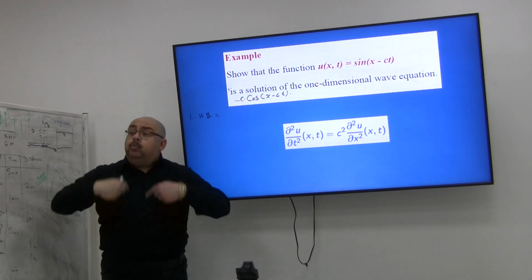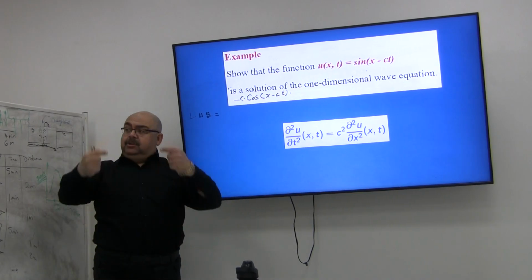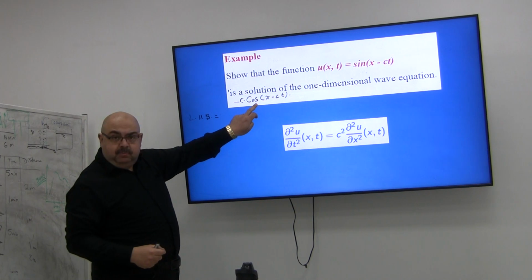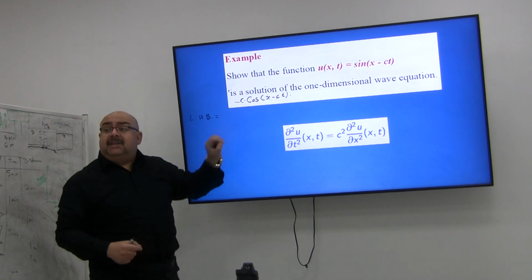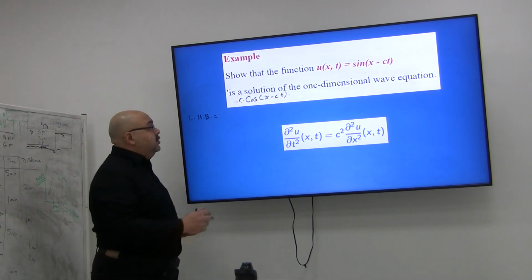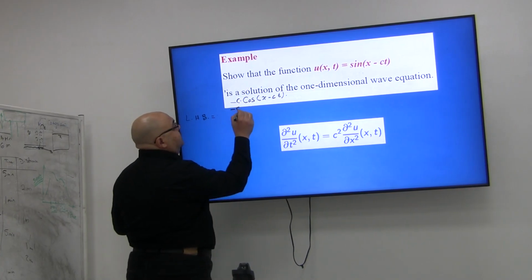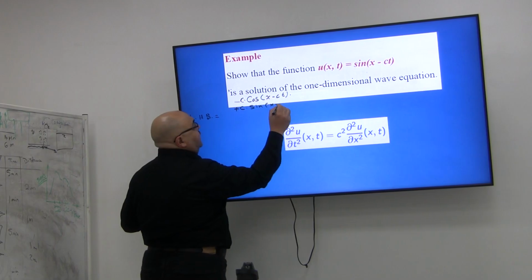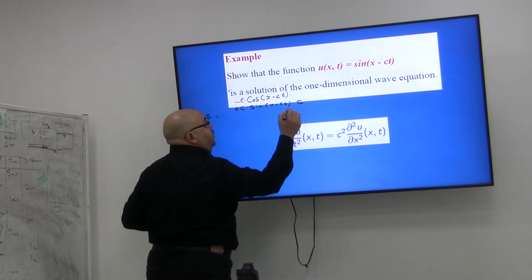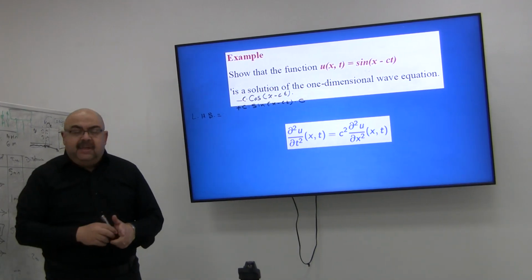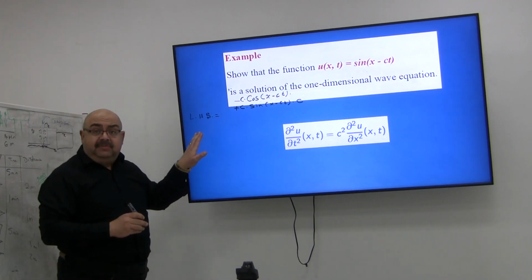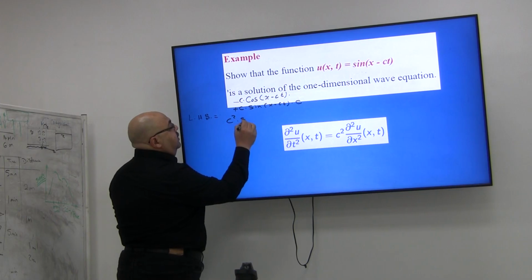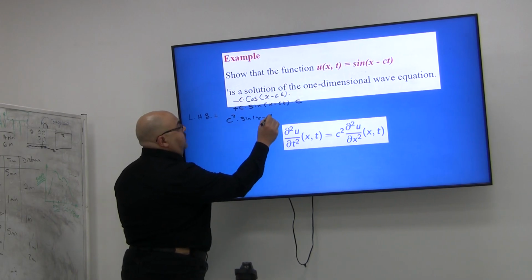Can I differentiate once more? Can I do a second derivative? Yes, I can. Differentiating cosine gives a negative sine, so it's negative c times negative sine of x minus ct, times another c. So the left-hand side is c squared times sine of x minus ct.